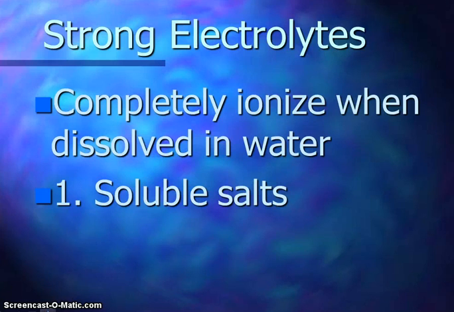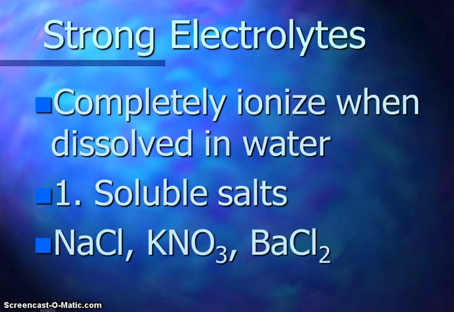So let's look at some examples. Soluble salts like sodium chloride, potassium nitrate, and barium chloride are very soluble in water. They break up into ions, and those ions allow it to conduct an electric current, so it's a strong electrolyte.